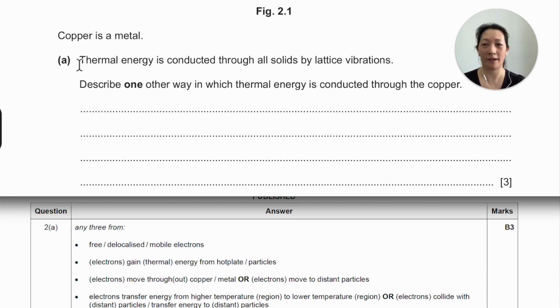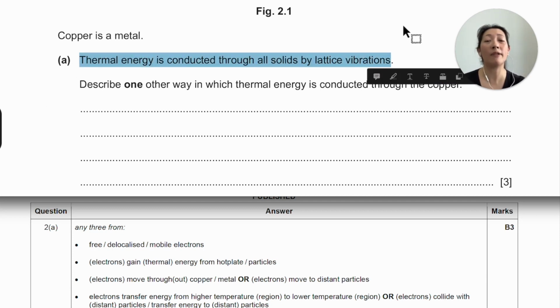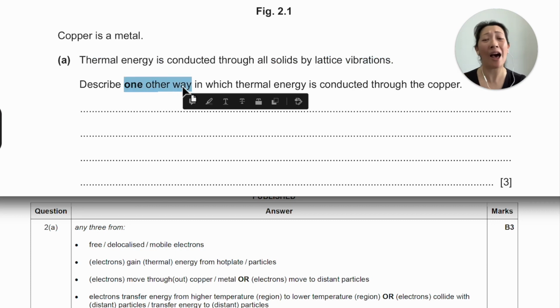But here's the thing. The first sentence already gives us the description about how thermal energy is generally conducted, which is what you have learned, right? When thermal energy is conducted through solids, it's through the vibration of particles. We know that solid particles are all really close to one another. So when one particle vibrates, the thermal energy is conducted through vibration. If it's already mentioned here in the question, don't talk about it. The question already says, describe one other way.